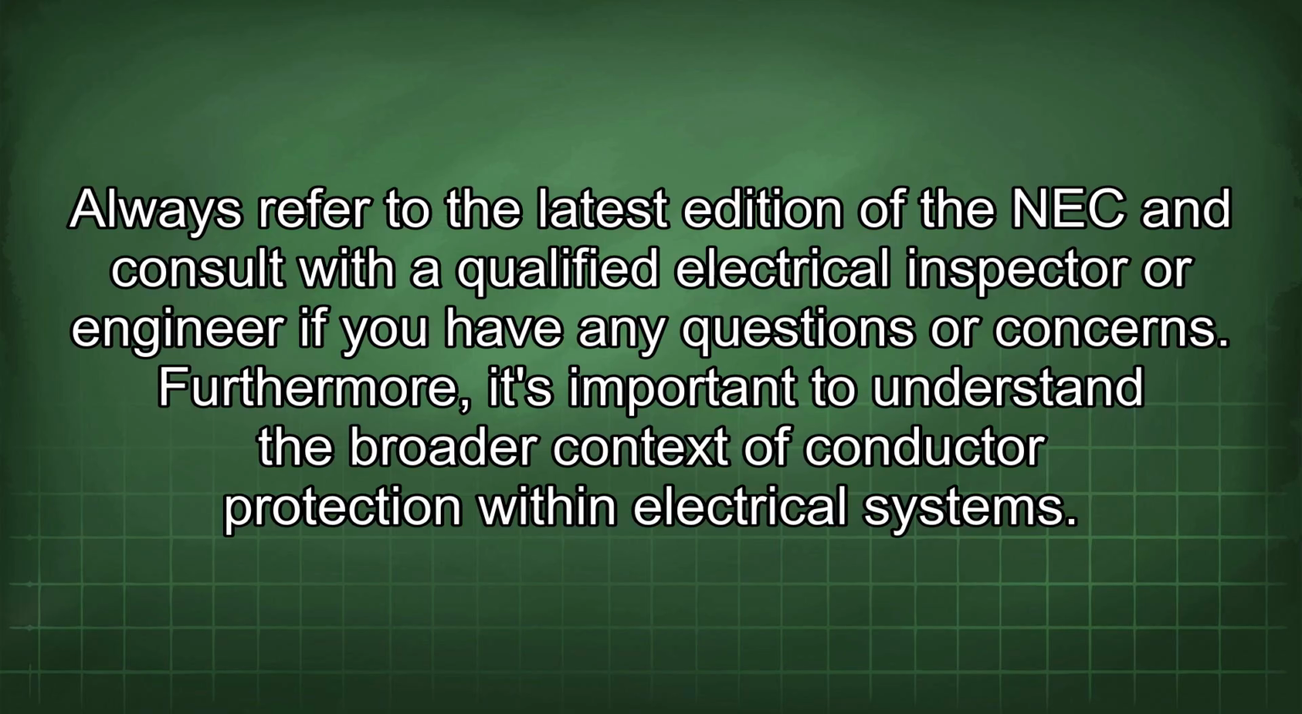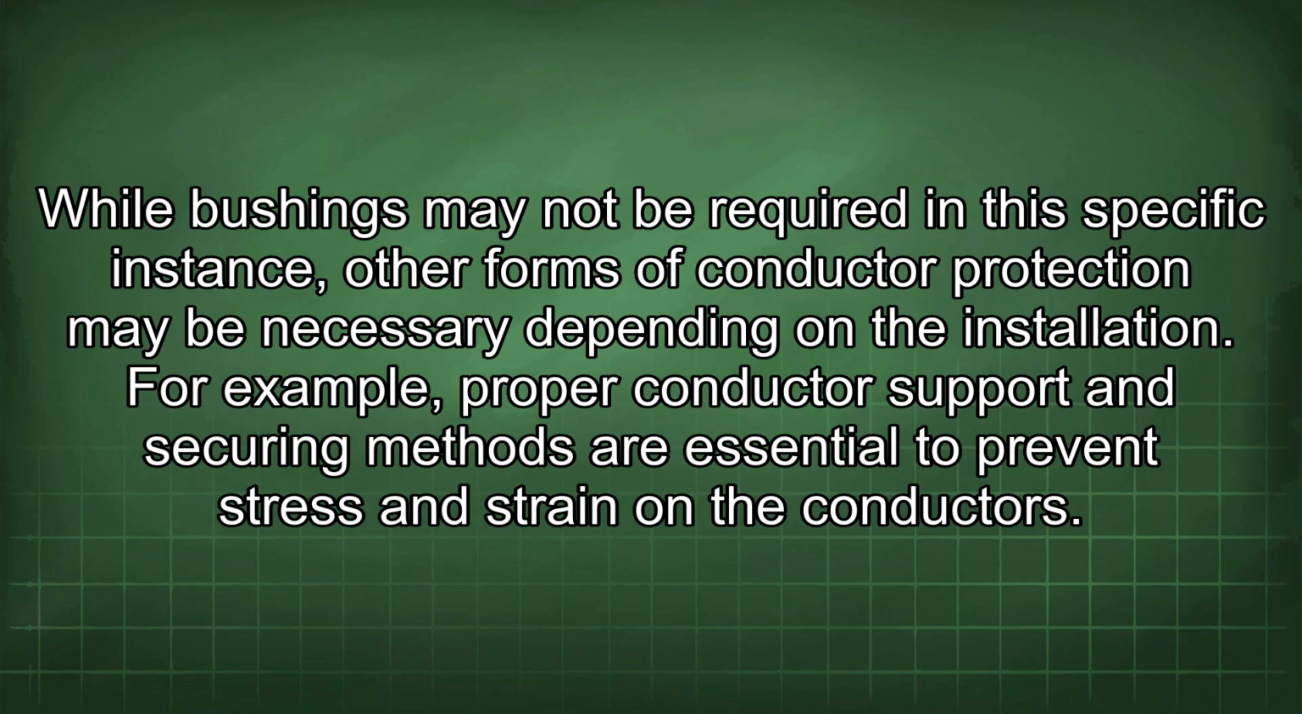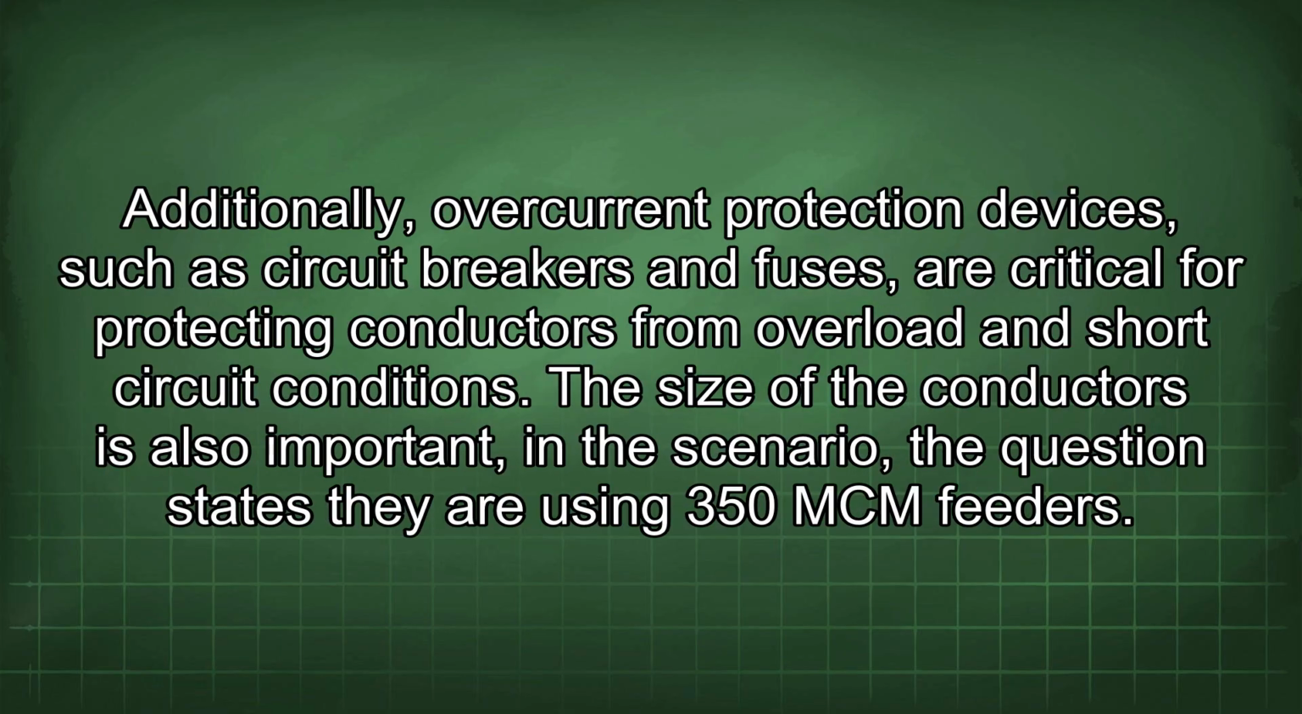Furthermore, it's important to understand the broader context of conductor protection within electrical systems. While bushings may not be required in this specific instance, other forms of conductor protection may be necessary depending on the installation. For example, proper conductor support and securing methods are essential to prevent stress and strain on the conductors. Additionally, overcurrent protection devices, such as circuit breakers and fuses, are critical for protecting conductors from overload and short-circuit conditions.